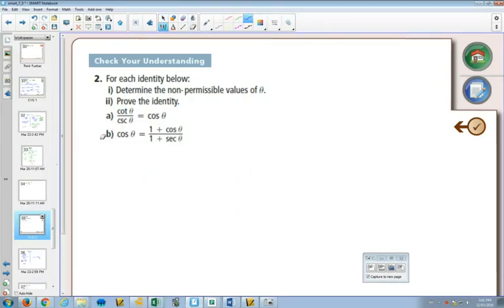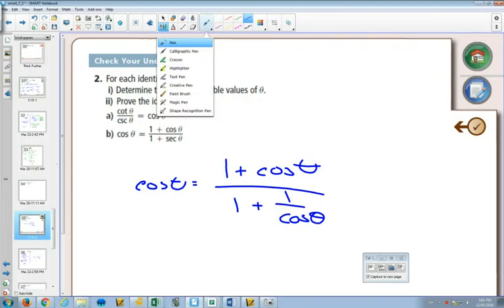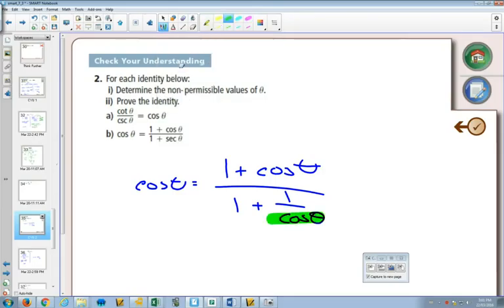Okay, can we change it? I'm going to change that secant theta to 1 over cos theta. Notice that you're dividing by a cos theta there. We're going to have to check that. And in our big fraction, we're dividing right here. Can you see the places where we're dividing?